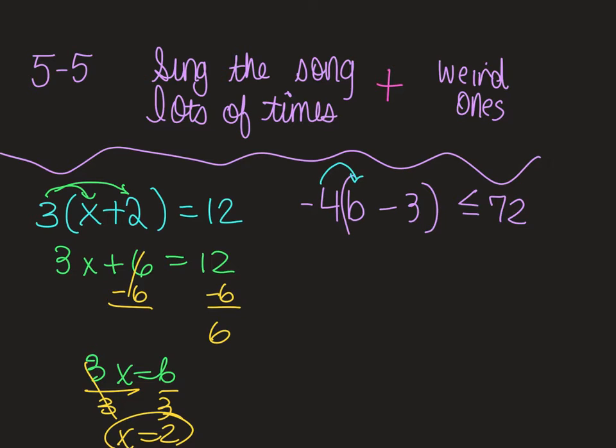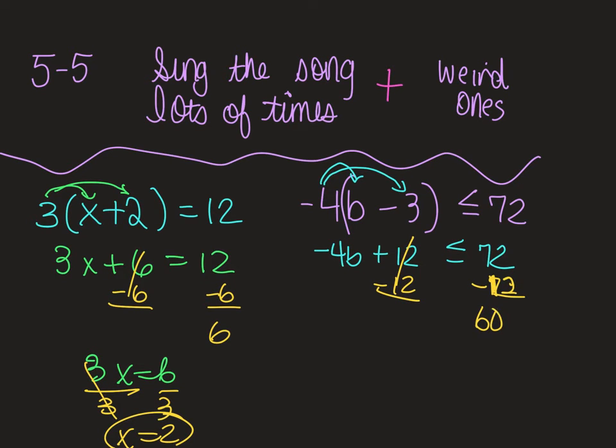Negative 4 times b, negative 4b, negative 4 times a negative 3. That's a positive 12, less than or equal to 72. Now I'm ready to sing my first song, minus 12, minus 12. Cross out what's my answer. Rewrite the question. And I almost did an equal sign. Can't do an equal sign. I have to do less than or equal to.